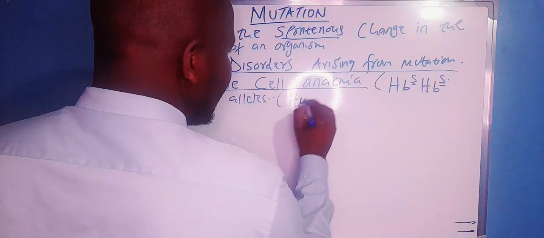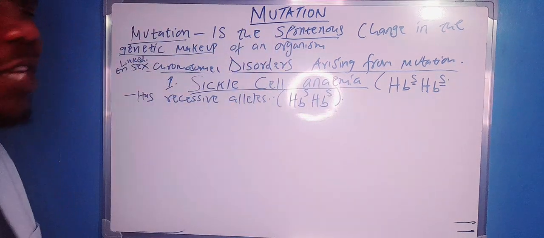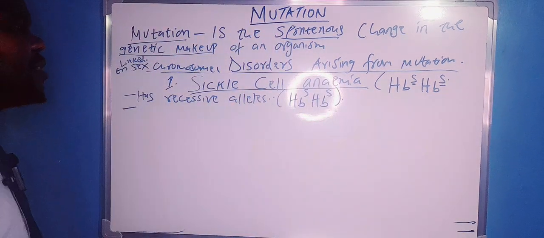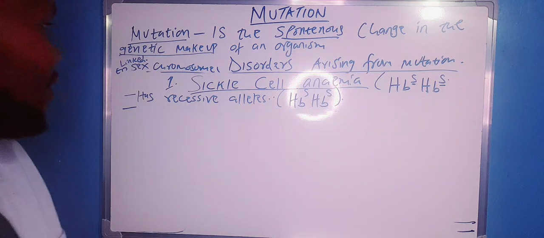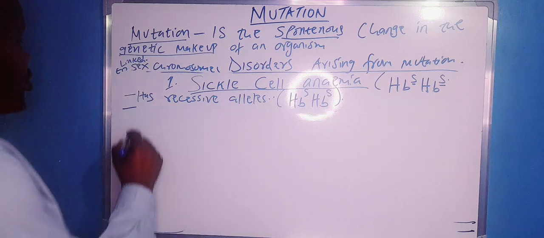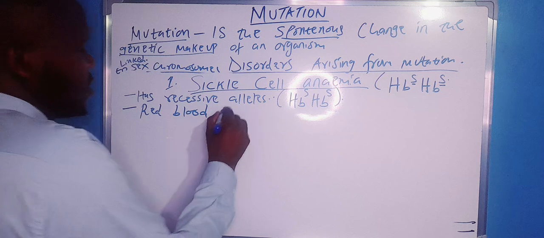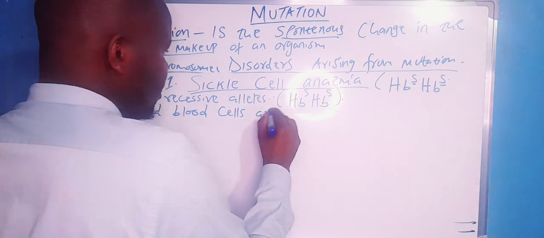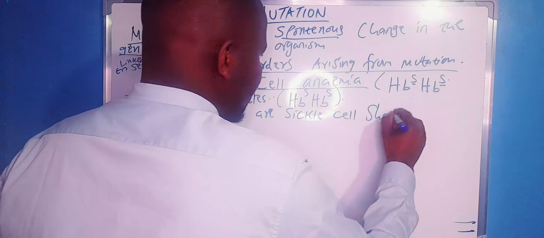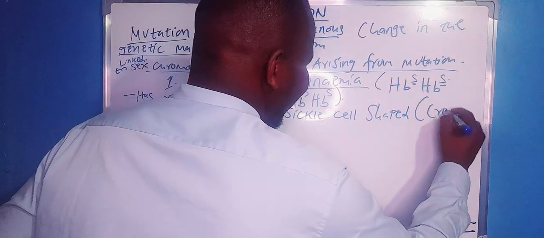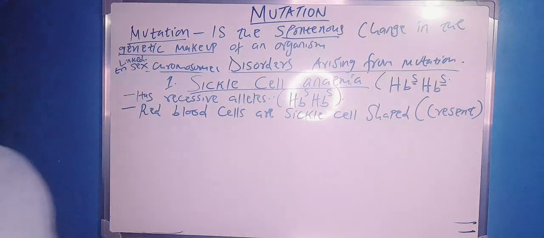That is HbS, HbS. What is the meaning of that HbS, HbS? This means this person's red blood cells have lost their biconcave shape and now they are what? Sickle cell shape. So we are saying red blood cells are sickle cell shape, or you speak about crescent shape.